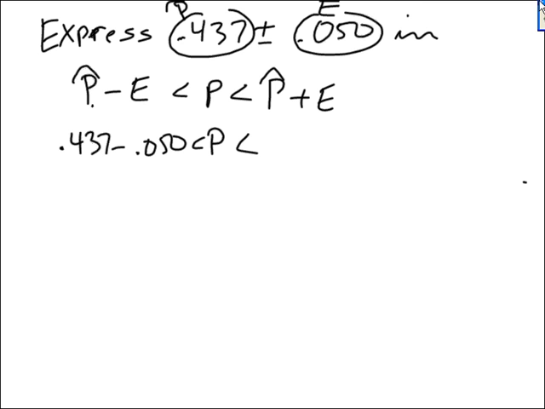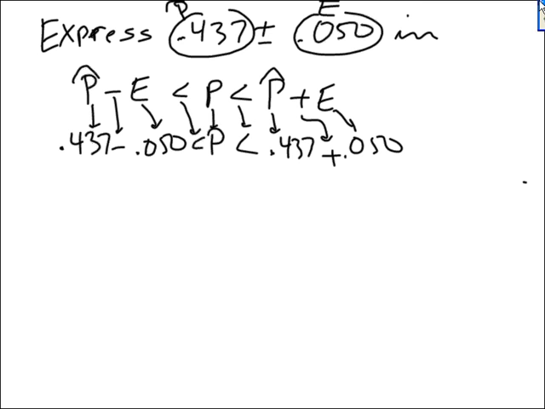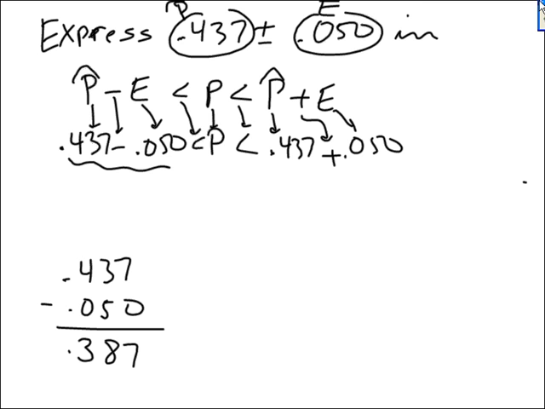You know, P hat is 0.437, minus is minus, E is 0.050, less than, and then P, and then less than, and P hat is 0.437 plus, and E is 0.050. Now we just do the math. This math right here, 0.437 minus 0.050. This, of course, will give me 0.387.